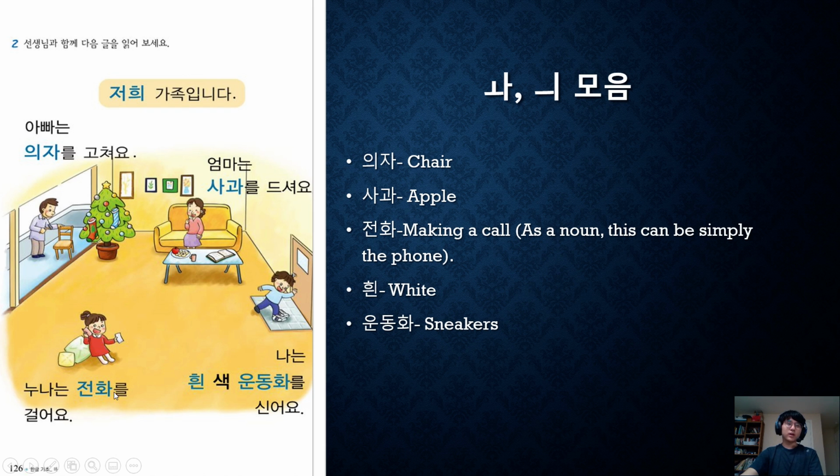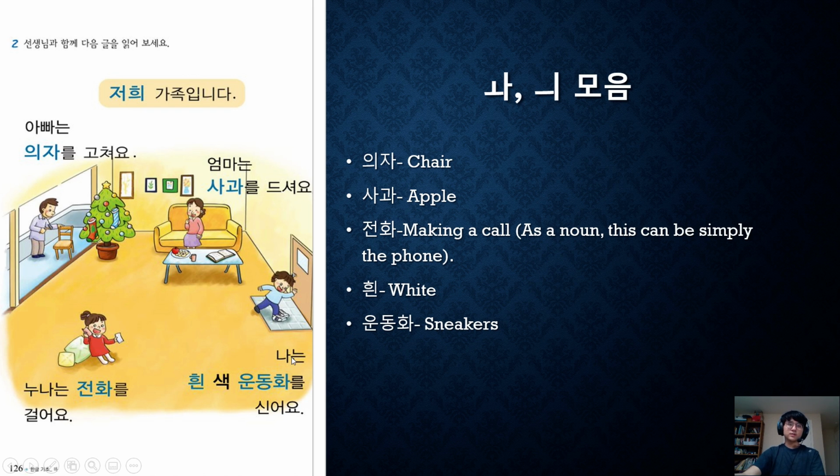누나는 전화를 걸어요. 전화, as I said before, noun, it's a phone, and as a verb, it's making a call. 걸어요, in this case, it's a verb. So 누나는 전화를 걸어요. She's making a call.